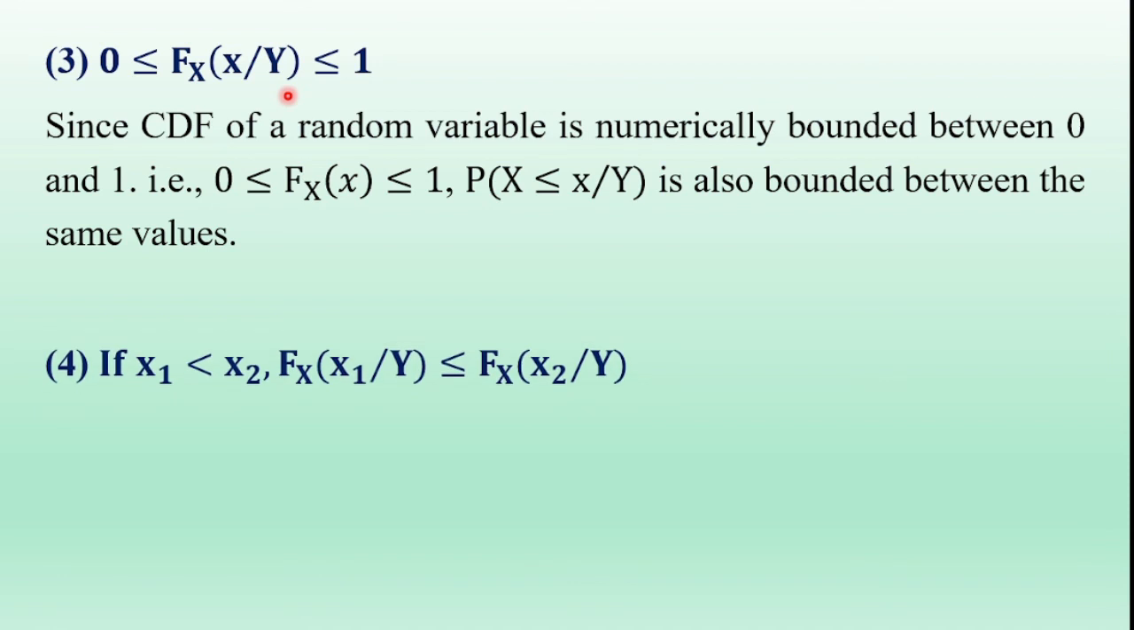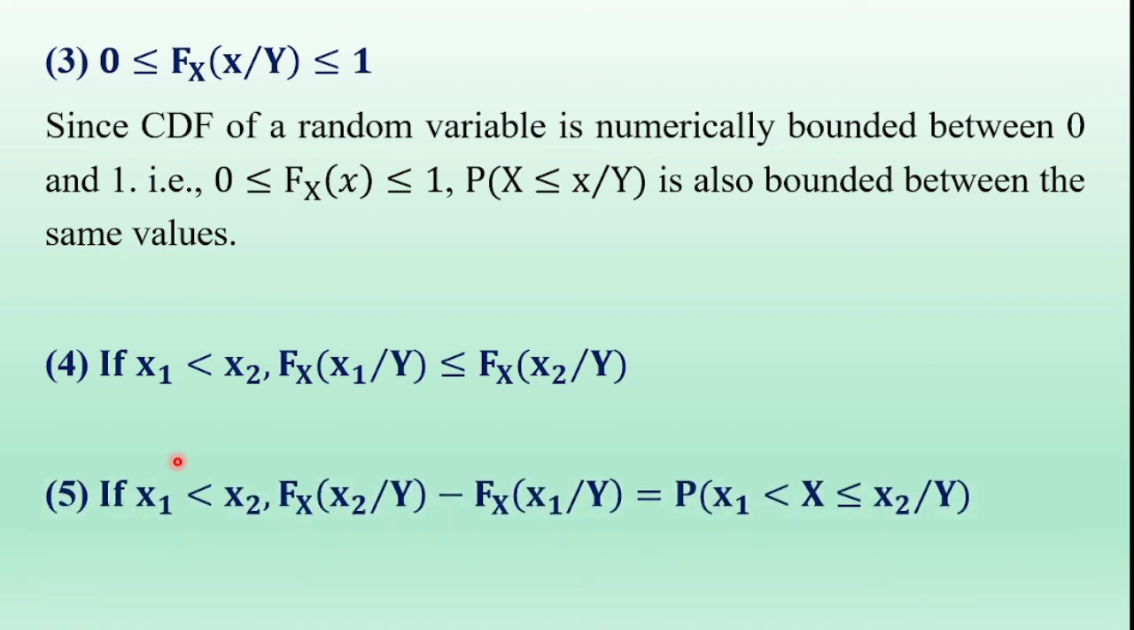And the fourth property is if x1 less than x2, then Fx of x1 by y is less than or equal to Fx of x2 by y. Next property is if x1 less than x2, P of x1 less than X less than or equal to x2 by y is equal to Fx of x2 by y minus Fx of x1 by y. So this is the concept of the conditional probability distribution function of the random variable and its properties.